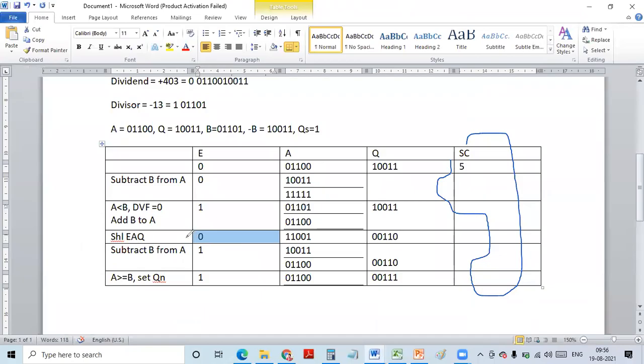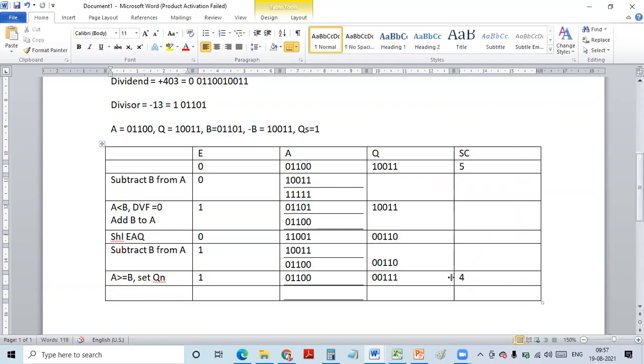See, after the shift your E is 0 and after addition your E is 1, so A is greater than B. I am setting Qn. Qn I have set, and I need to reduce my sequence counter to 4, and it is not 0, so I need to proceed further. One cycle is finished. Out of the 5 bits of my quotient, 1 bit we have checked properly. Likewise, 4 more bits you need to check.